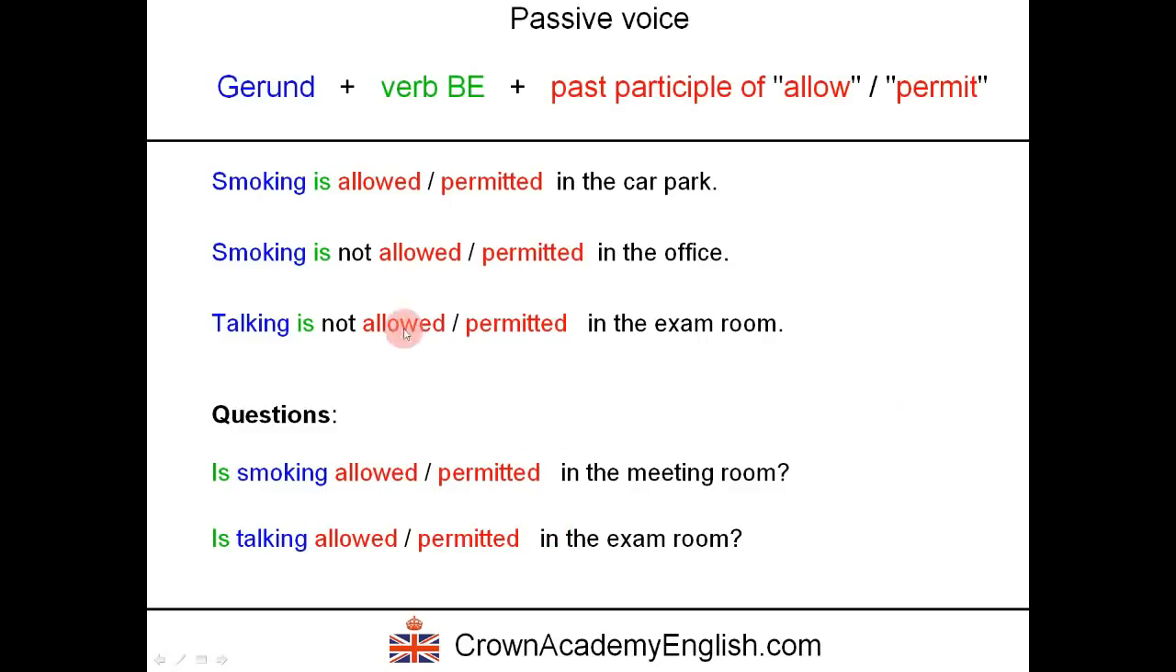Okay? And if we wanted to change the tense, if we wanted to put it in the past, we conjugate the verb be, third person singular, in the past or the future. So if it was the past, we would say, was smoking permitted in the meeting room? And if we wanted to say in the future, we would say, will smoking be allowed in the meeting room? Okay?